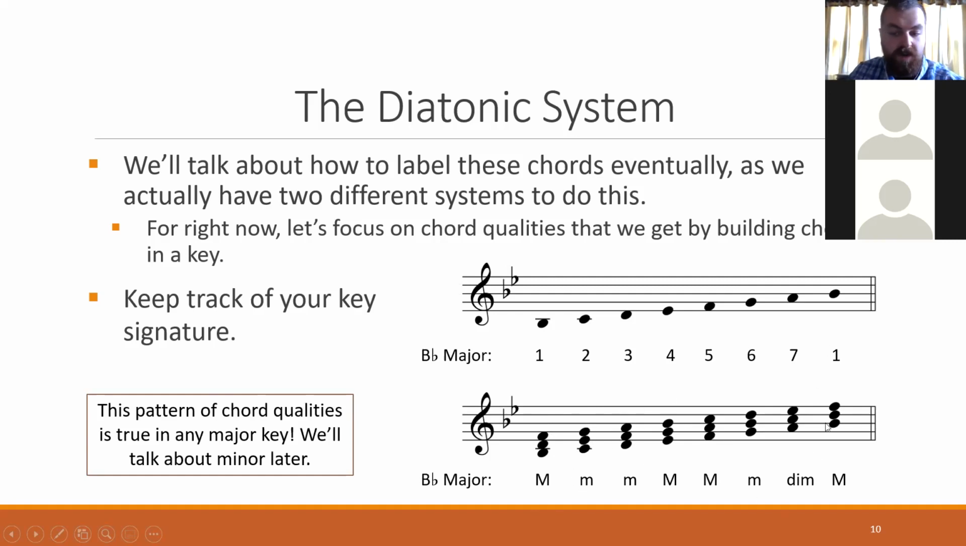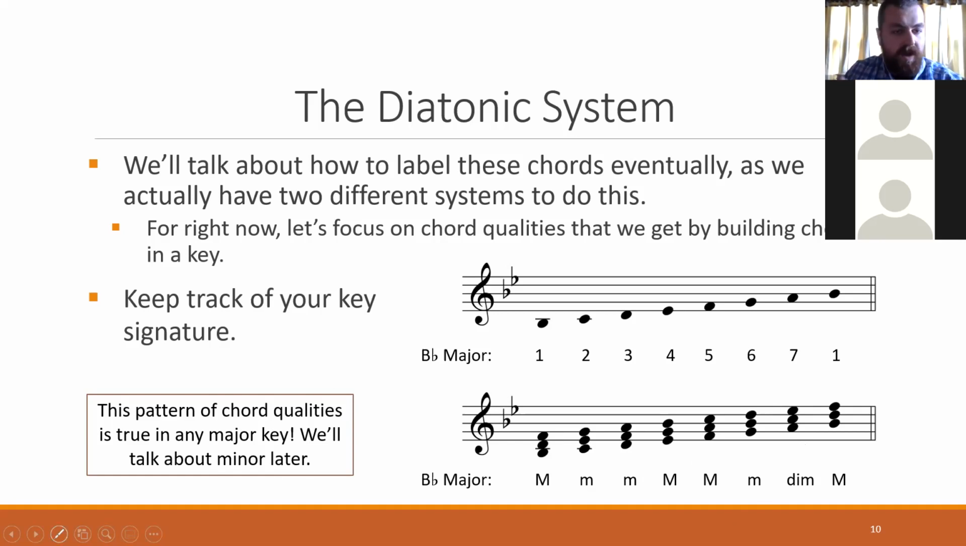And notice that we have a diminished chord here. The 7th scale degree is going to be a diminished chord if you build it out as a chord. A up to C up to E flat, that's a diminished triad. So that's why I said that diminished chords occur more frequently, more regularly than augmented chords do, because of that right there. This pattern, major, minor, minor, major, major, minor, diminished, is the same in any major key.